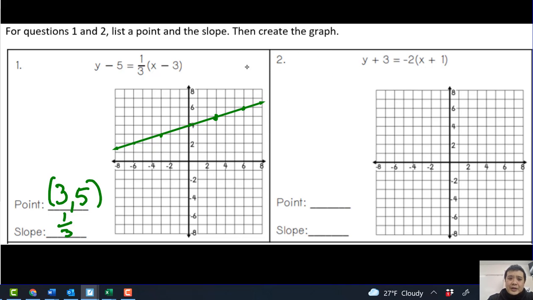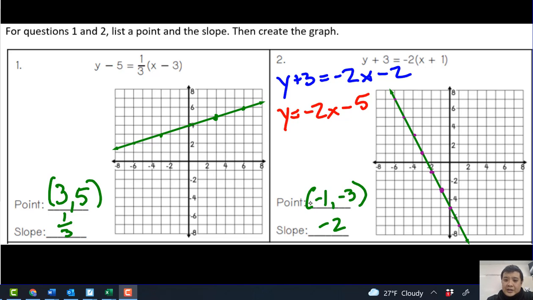Question number 2. Go ahead and try that one out on your own. From the formula, we can tell that there's a -1, -3 is on the line, and it has a slope of -2. And because of that, we can graph this line. We can also change it into slope-intercept form. And when we do that, we find that it's y equals -2x minus 5. And so we did it correctly.